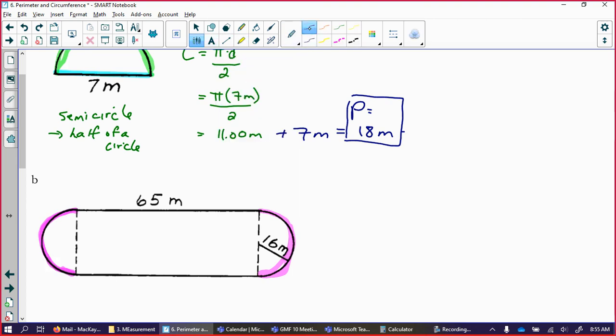So we have to find the circumference of that. From the center to this, we have a radius of 16 meters. Then, let's do this part first. Because it's a radius, we'll do 2 pi r, 2 pi times 16. It's 32 pi's.